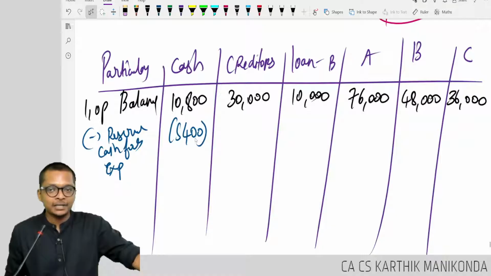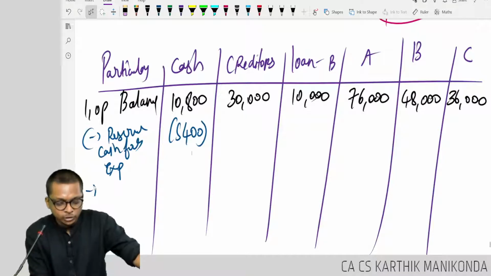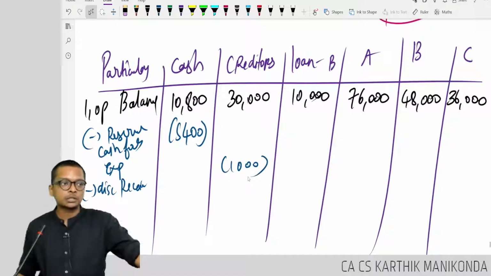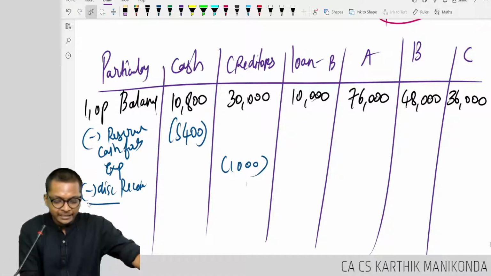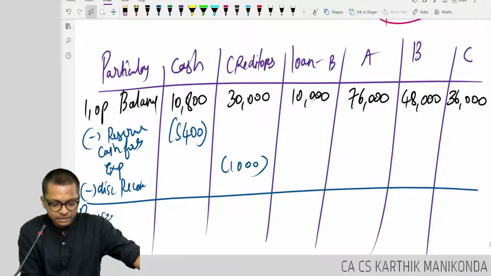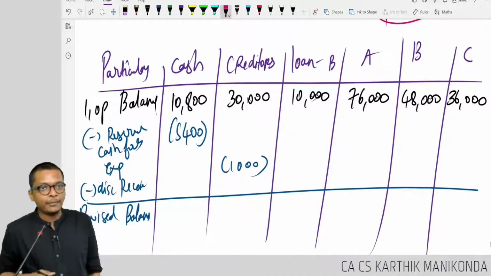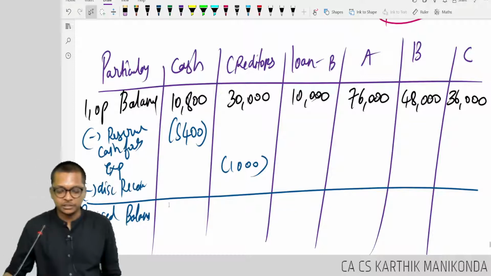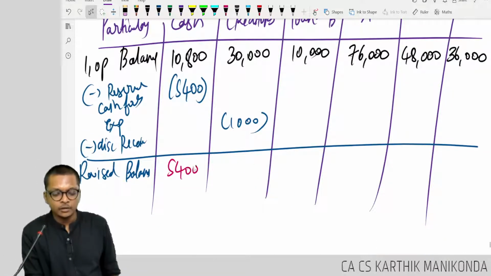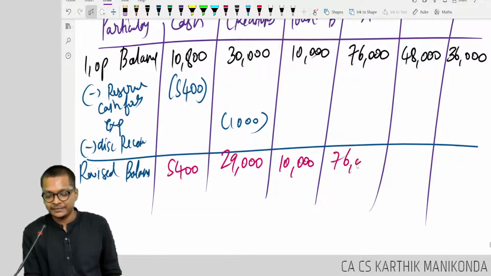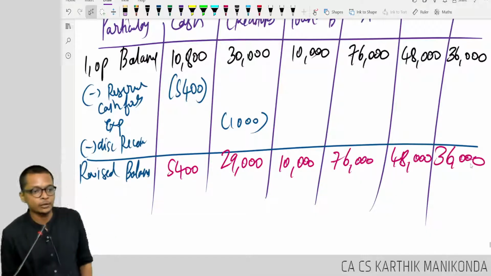At the same time, creditors gave me a discount of 1,000. I don't have to pay that. That also I have to reduce as discount received. How much, guys? 1,000. Are you following? Now I will write revised balance after above adjustments. So revised cash is how much? 5,000. Revised creditors is 29,000. Loan is 10,000. 76,000. 48,000. 36,000. Are you following till here, guys?